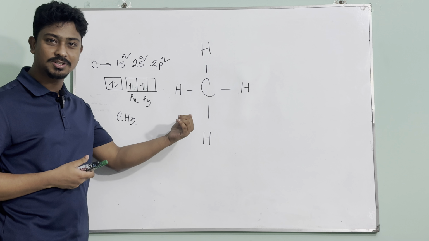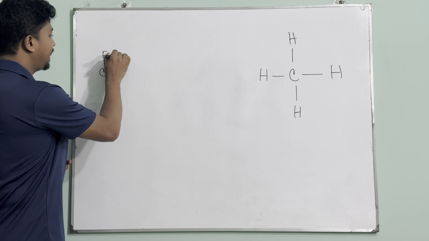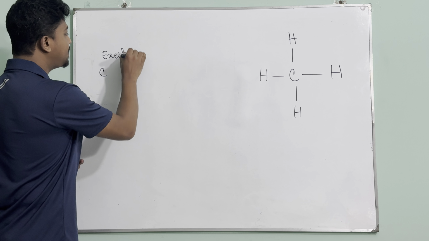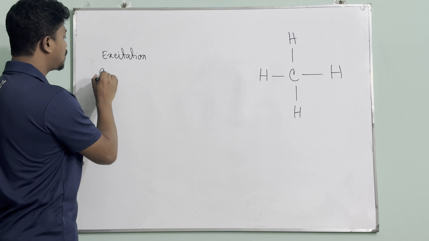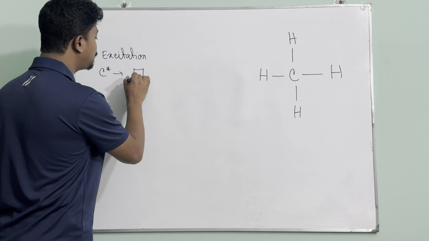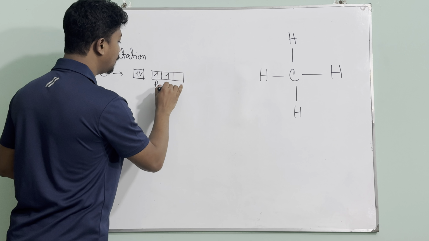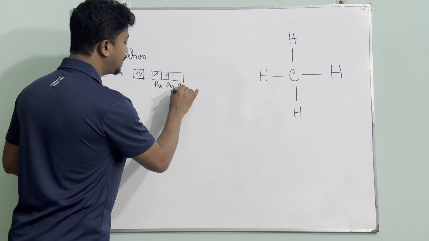So to form 4 bonds, carbon needs 4 unpaired electrons, right? That's why carbon goes through a process called excitation. What happens is carbon absorbs a little bit of energy and pushes the electron from 2s. We had 2 electrons in the 2s, and we have 1 in px and 1 in py. Our pz is still empty, right?